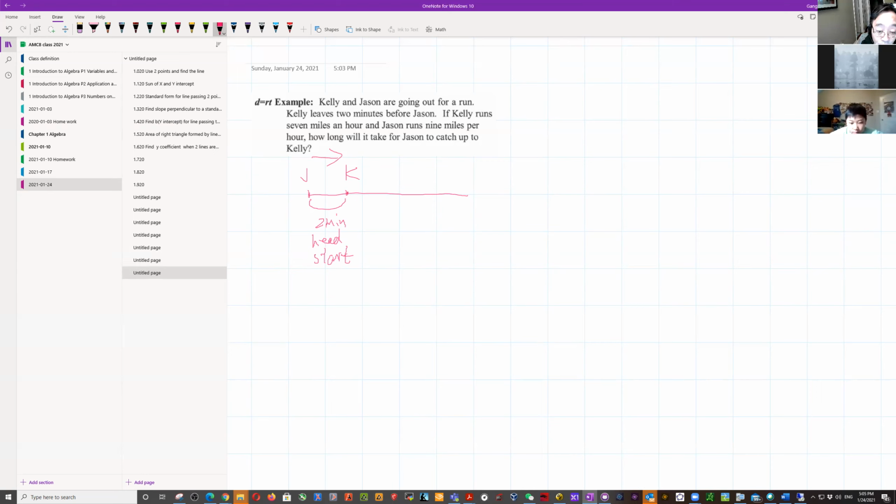And how long will it take for Jason to catch up? Let's assume they catch up at this point. This is where they, Kelly and Jason, are together at some point. It's going to be fairly easy to calculate if you know the concept of relative speed, because Kelly runs 7 miles per hour and Jason runs 9 miles per hour. So basically their speed difference is 9 minus 7 equals 2.